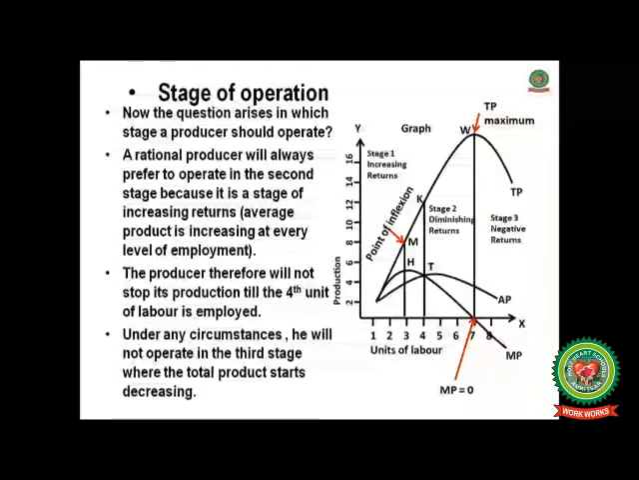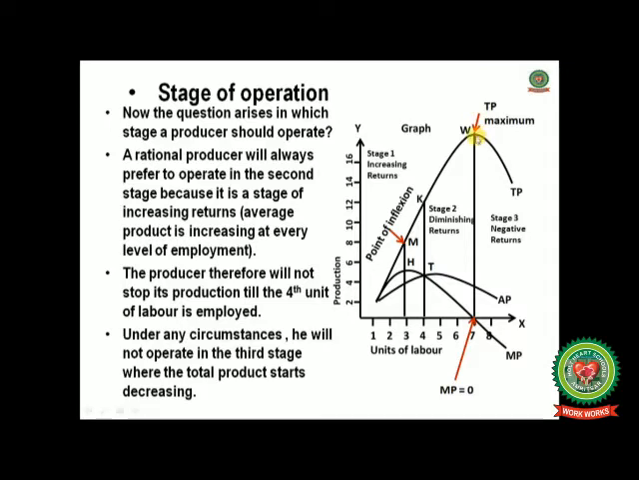A rational producer will always operate in the second stage, because in this stage all the resources are properly utilized and the per unit production is also up to the mark, and the producer therefore will not stop its production after the 4th unit of labor it employs. And under no circumstances will he operate in the third stage, where the total production starts decreasing.